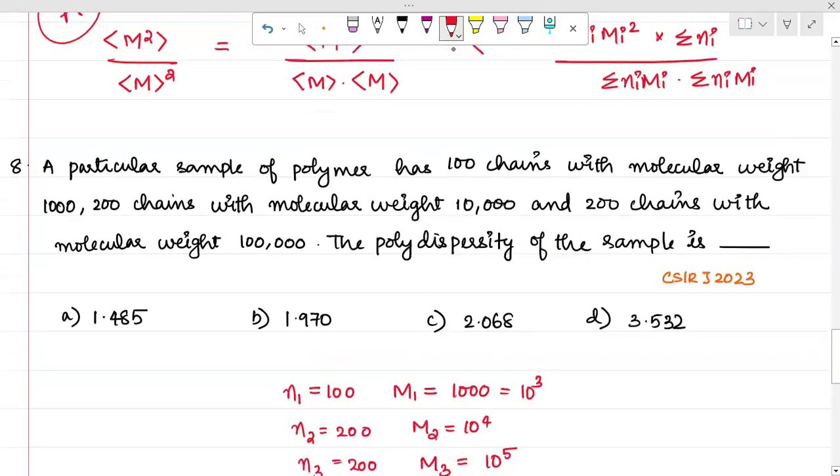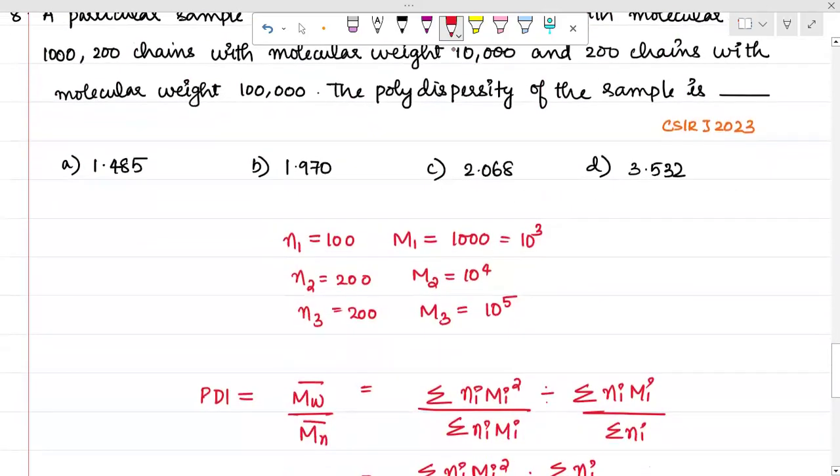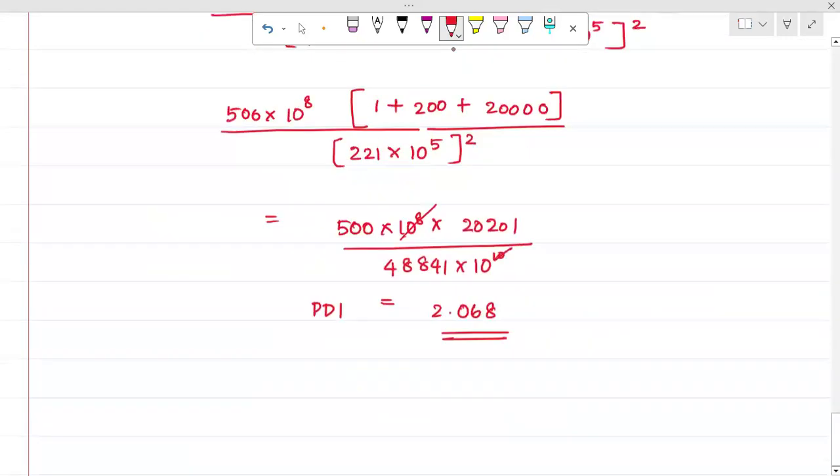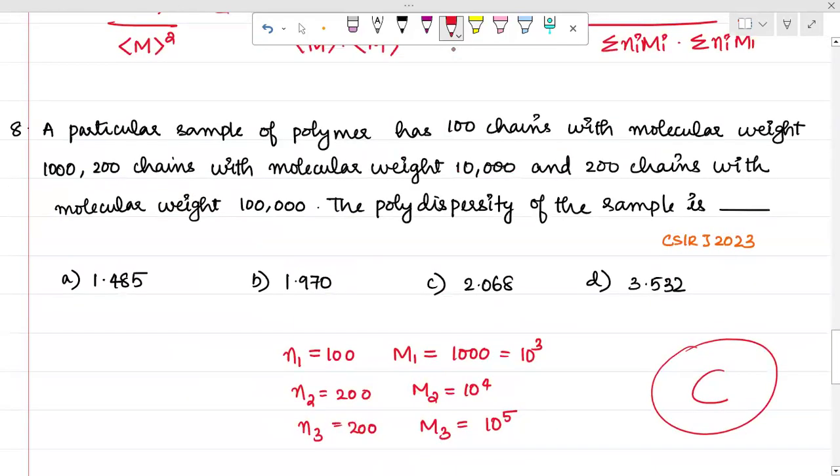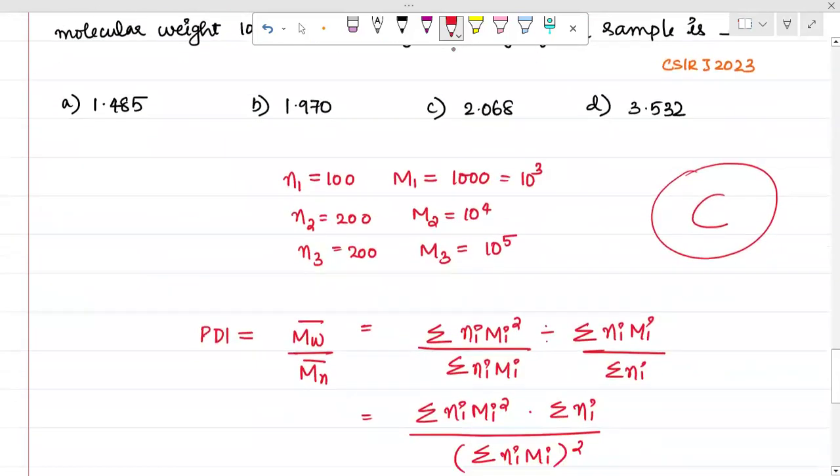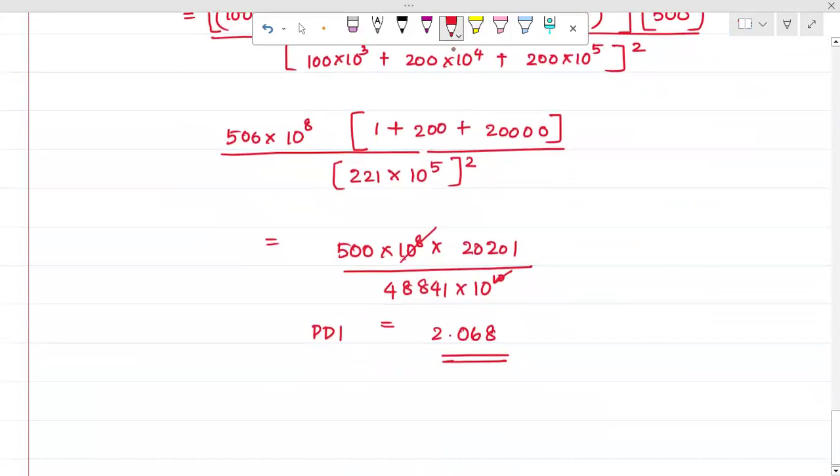Let's check the options. Okay. So it is matching exactly with option C, 2.068. Option C. It's a bit lengthy question, but the formula is very easy. We need to just plug in the values and find the answer. Option C is the correct answer, right?